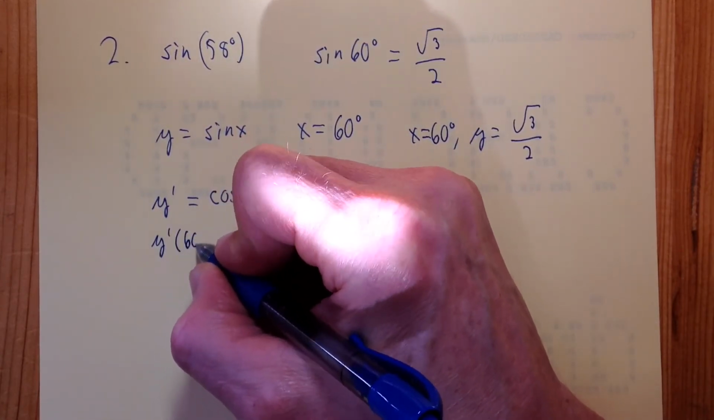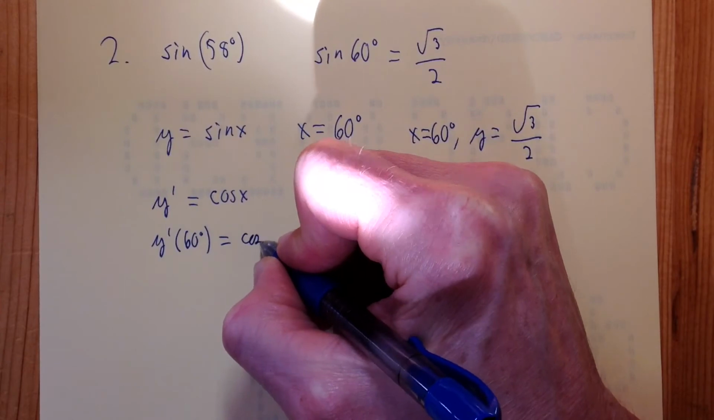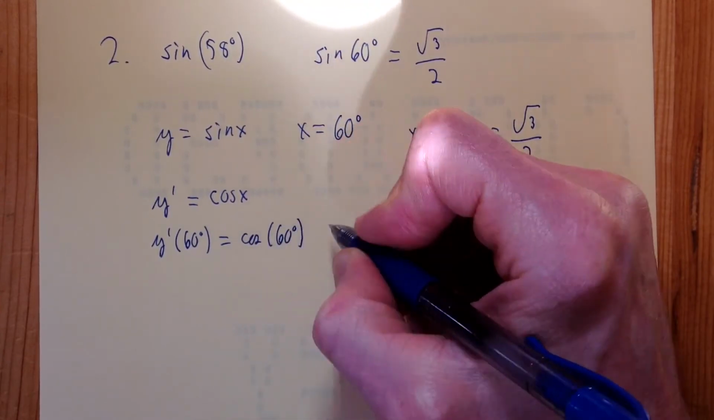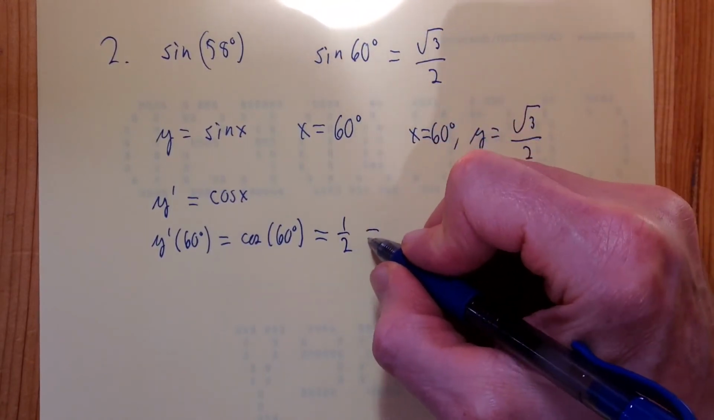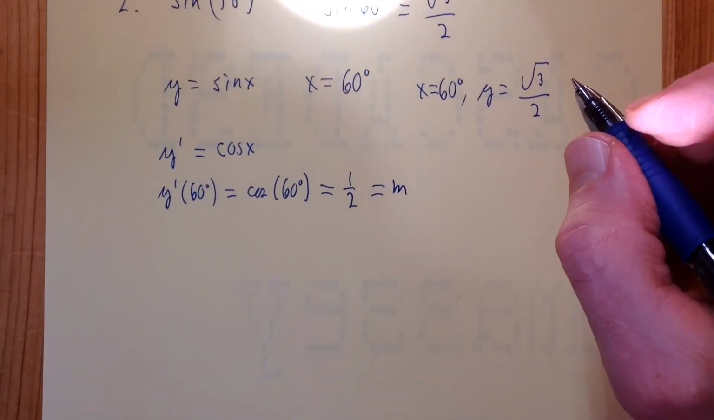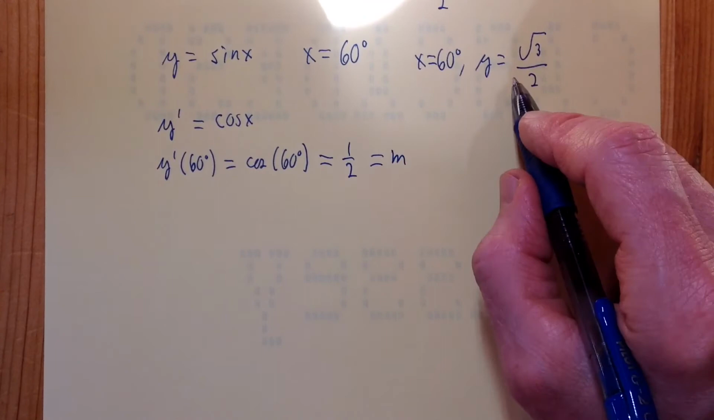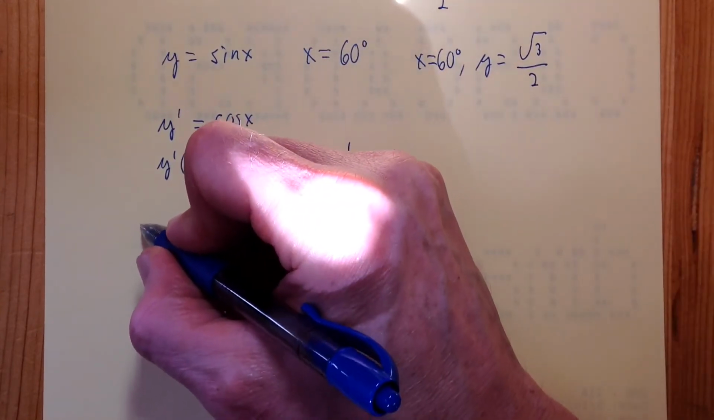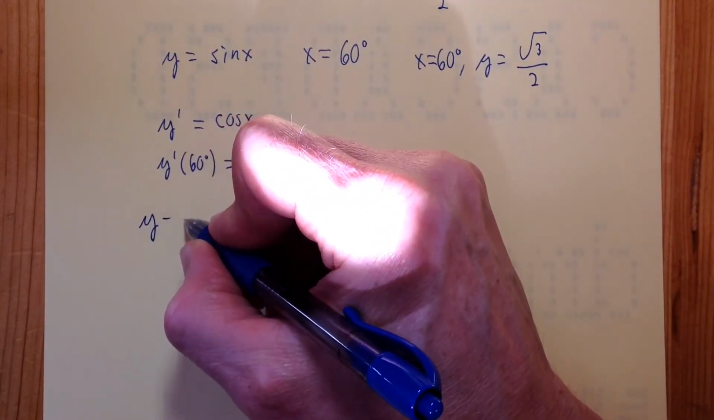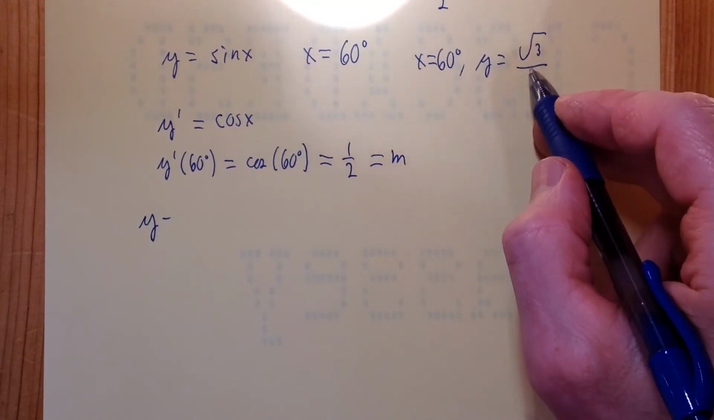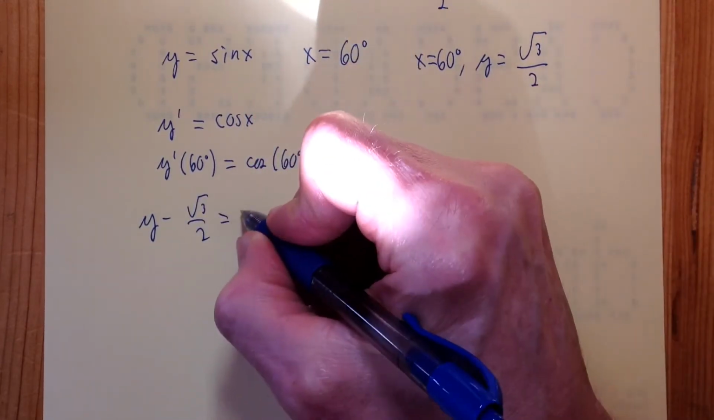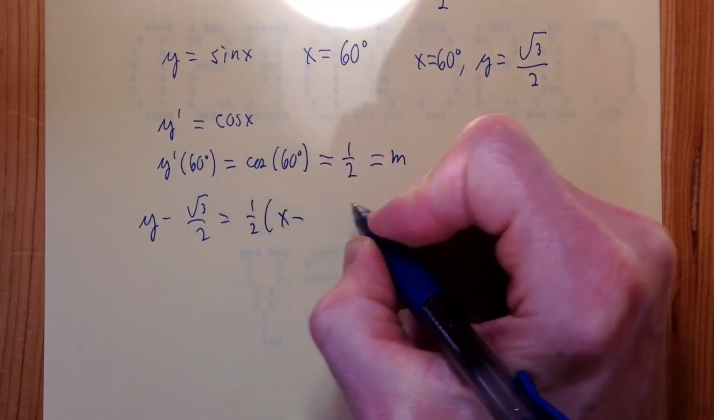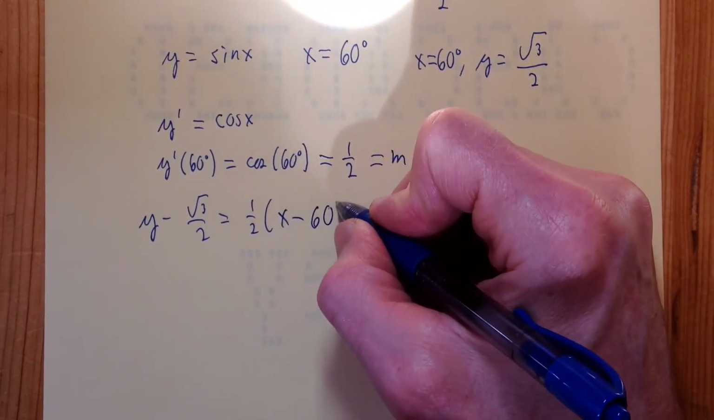So y prime of 60 degrees is the cosine of 60 degrees, and that's even easier. That is 1/2. So that's our slope. Y prime, the derivative, is the slope. Now we have our slope and a point, and then we just do the y minus y1 thing. So y minus y1, which is root 3 over 2, equals the slope, which is 1/2, times x minus x1, which is just 60.